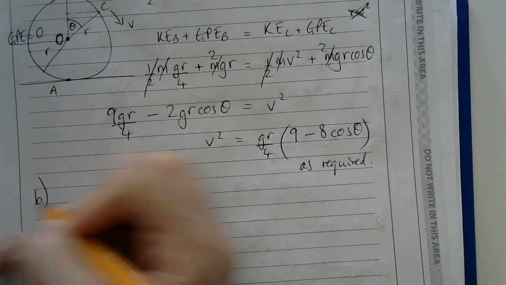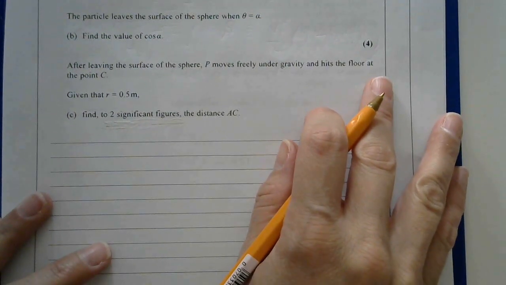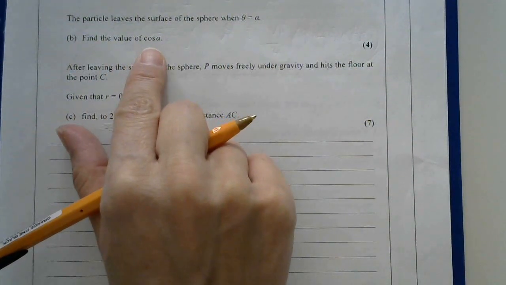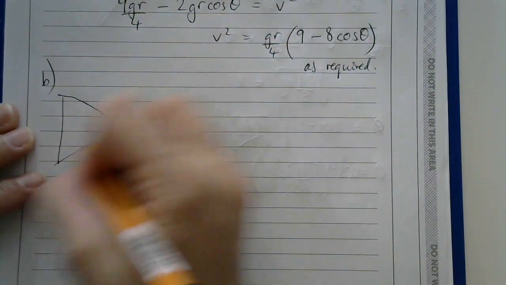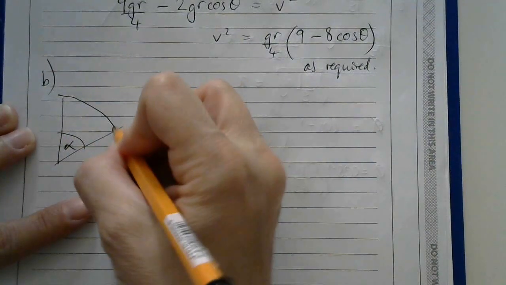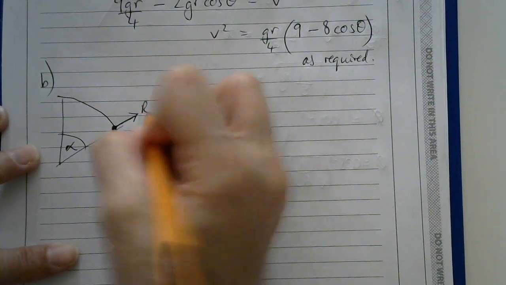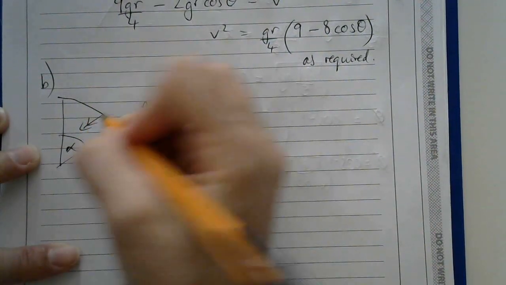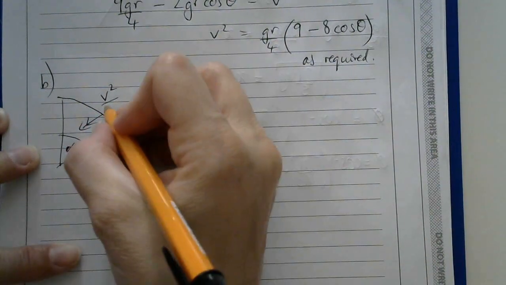Okay, then part B. In part B, they say the particle leaves the surface of the sphere when theta equals alpha. Find the value of cos alpha. So when the particle leaves the surface, then I know that at that particular position, the reaction here will equal 0. I know that I'll have the weight acting down, and the acceleration towards the centre of the circle will be the speed at that point squared divided by the radius, which is r.